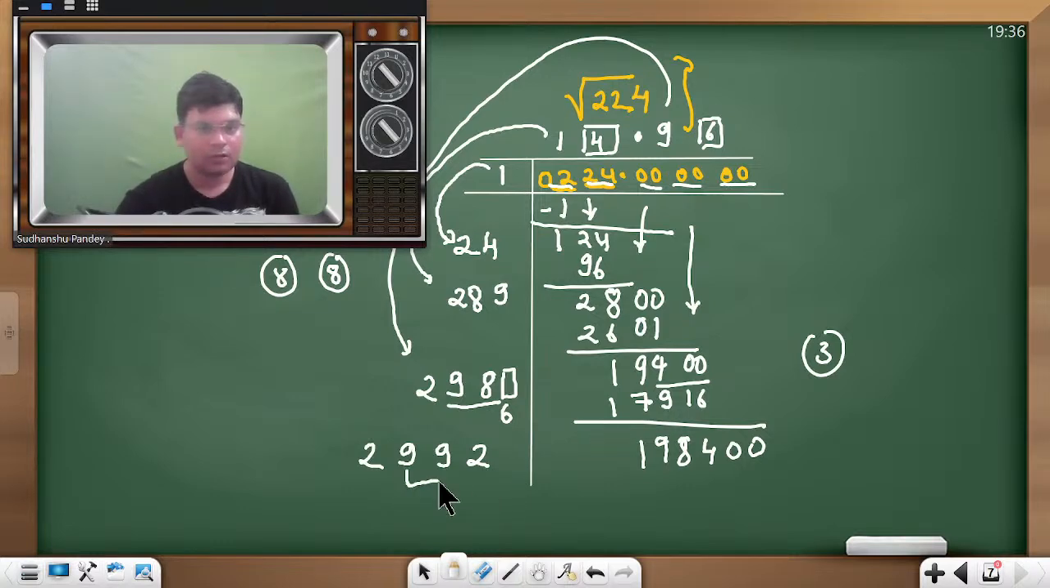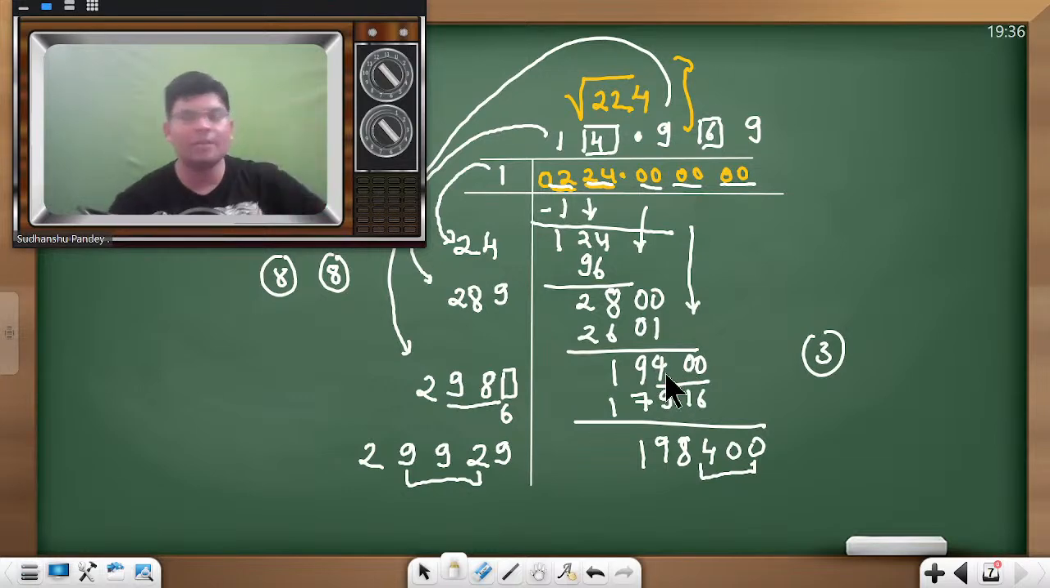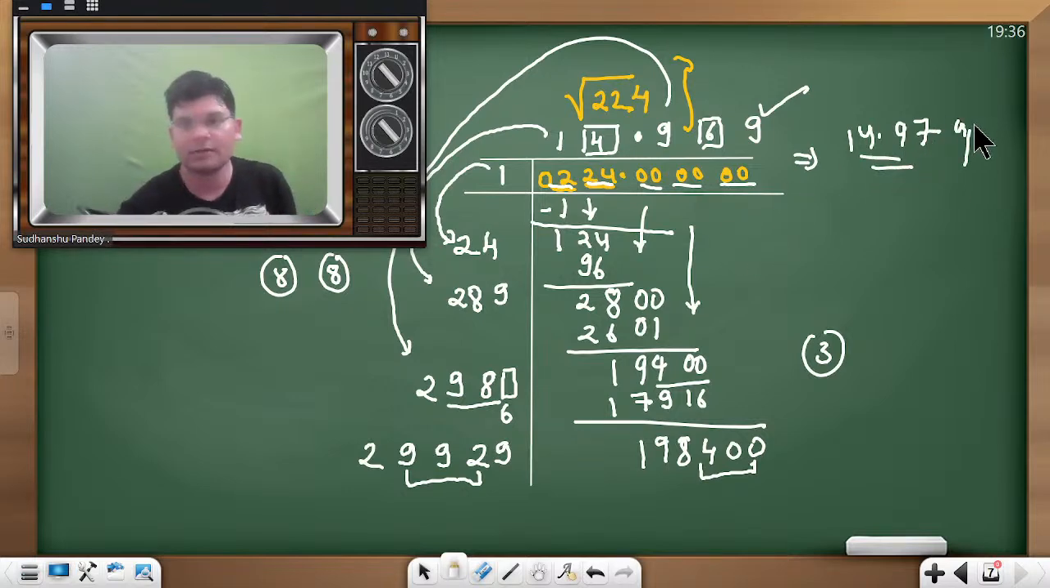Now we have to leave 3 digits from here, 3 digits from here. So 2 will go how many times in 198? 9 times. So we will write 9 here. Now we don't need to multiply because we got the third digit. It is greater than 5. So the approximate answer is 14.97. This is the approximate answer.